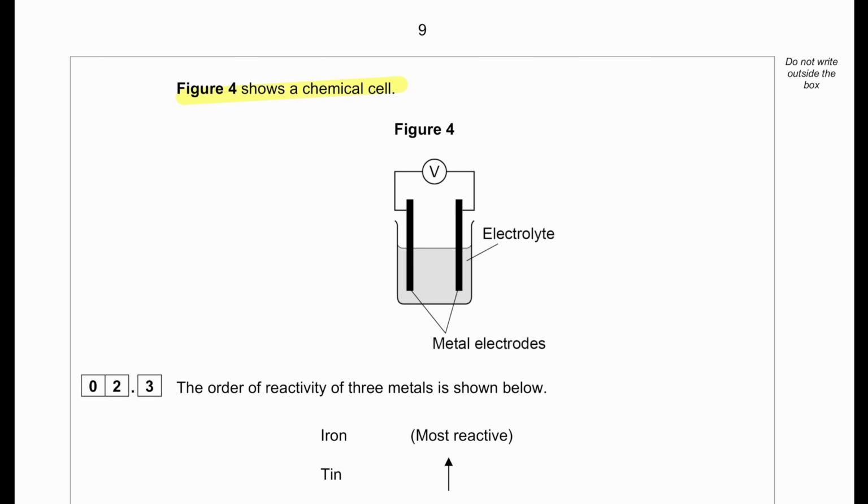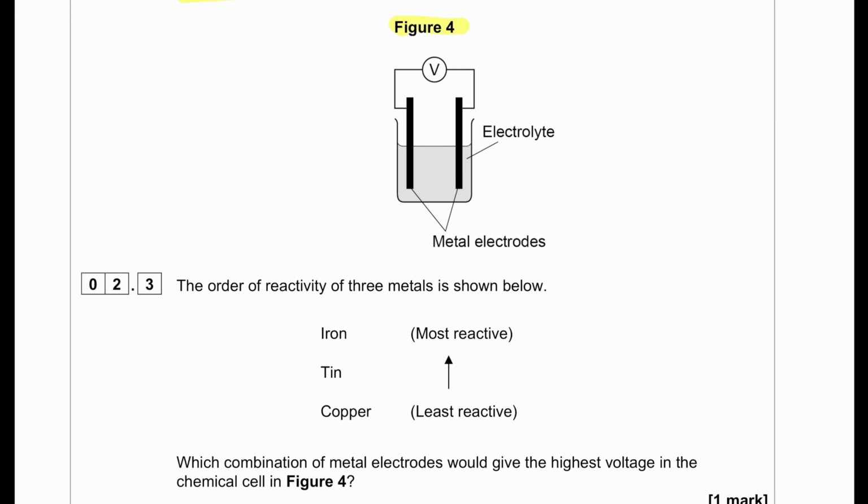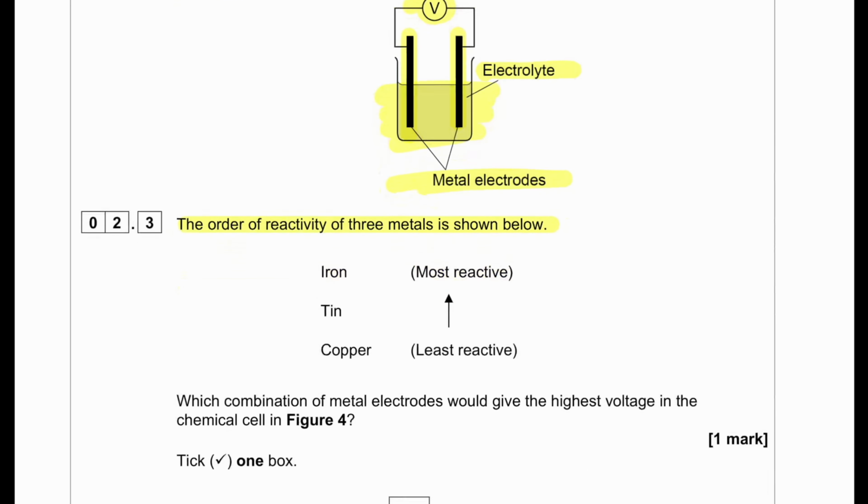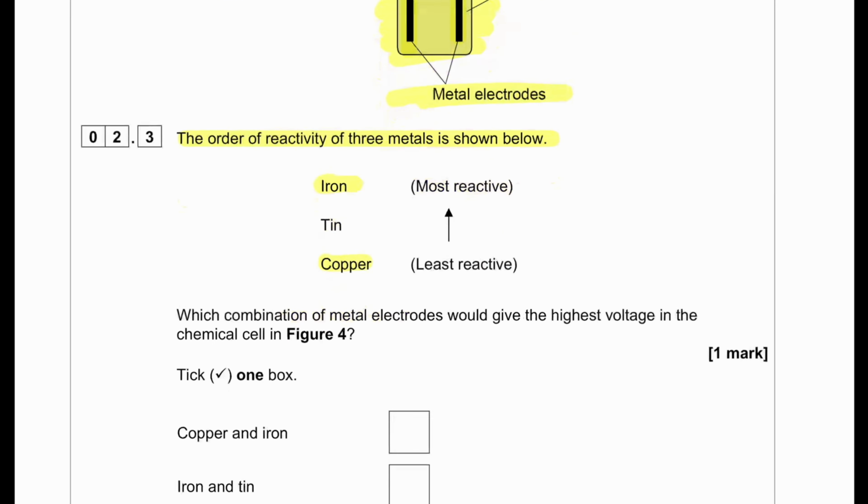Figure 4 shows a chemical cell. We can see in figure 4 there is an electrolyte. We can see the metal electrodes that are submerged in the electrolyte. And there is a voltmeter. That means we're trying to make a cell or battery. The order of reactivity of 3 metals is shown, iron being the most reactive and copper being the least reactive.